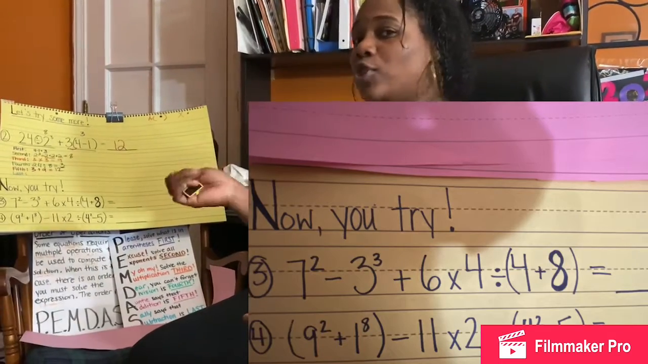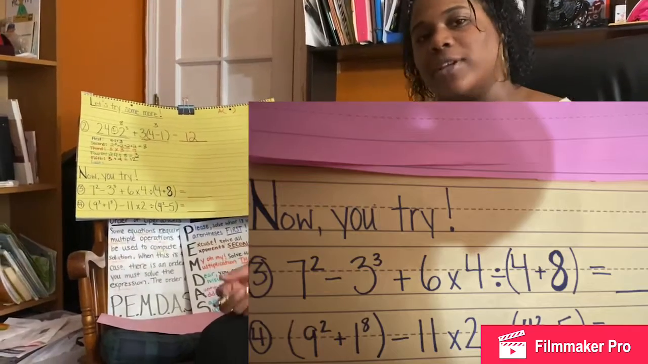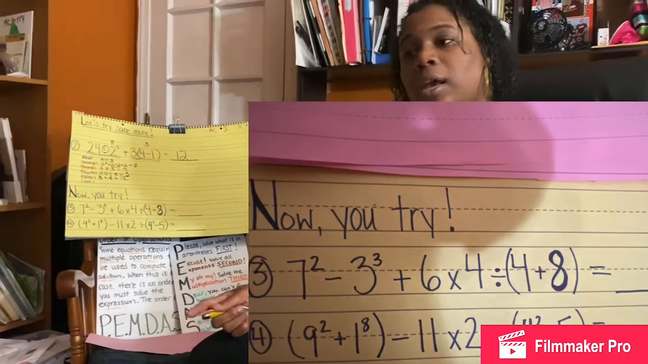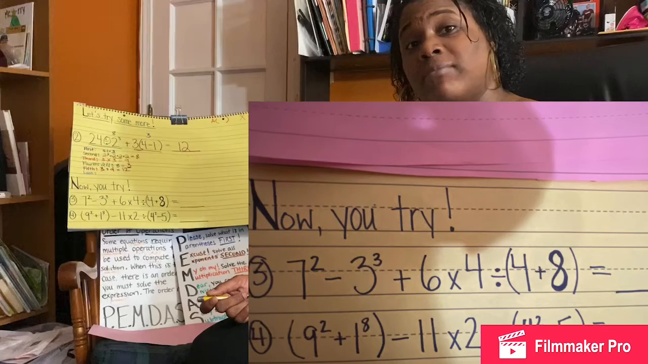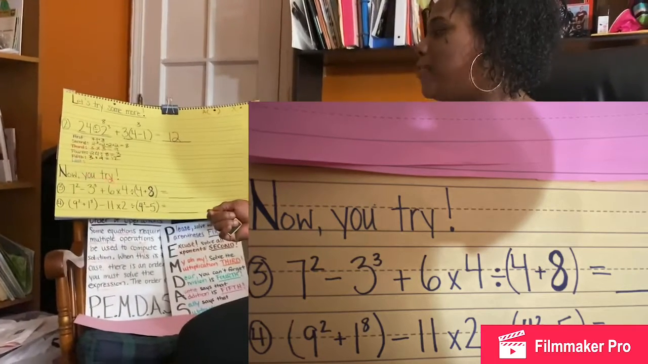All right? So now I'm going to reveal 2 problems I want you to try on your own. Okay? Once you solve these problems, then what you're going to do is you can take a picture of it and you can screenshot it and you can send it to me. You could take a picture of it and email it to me, or you can post it to Bloom's. All right? So now you're going to try.